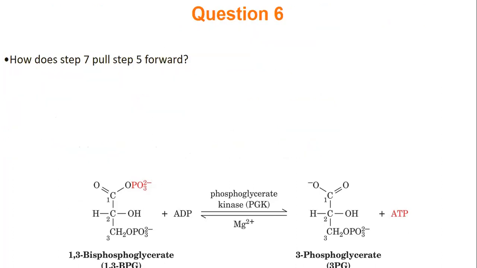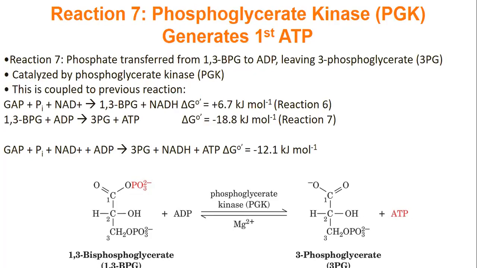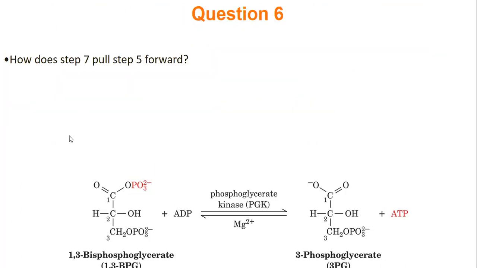So how does 7 pull 5 forward? We kind of just answered that. We said 5 is really unfavorable. It's coupling, right? 7 is coupled to 6, 6 is coupled to 5, 5 is coupled to 4, and so forth. It's like a giant treadmill that we keep going and going. Everything is connected. So you can have some unfavorable reactions there, as long as when you combine all 10 reactions, they have an overall negative delta G. So coupling is the answer to that question.